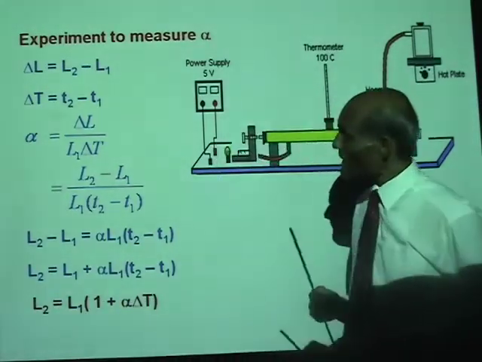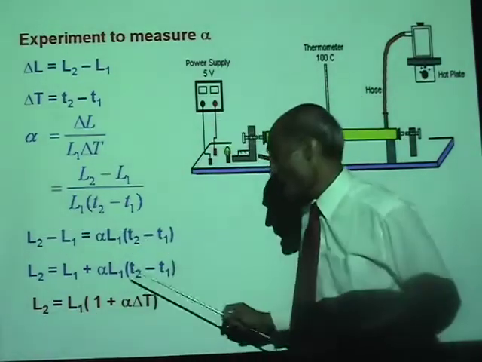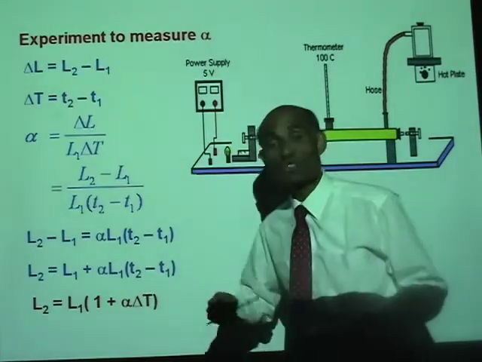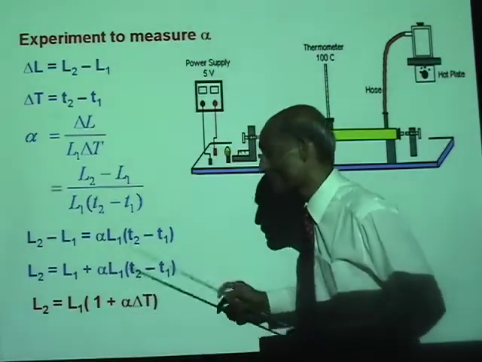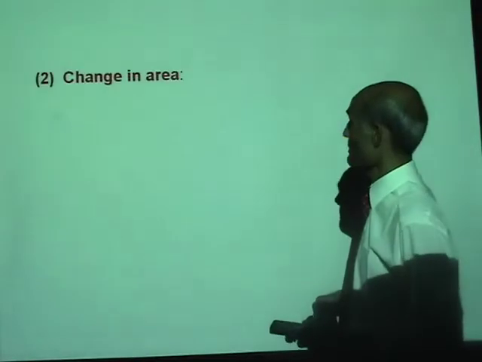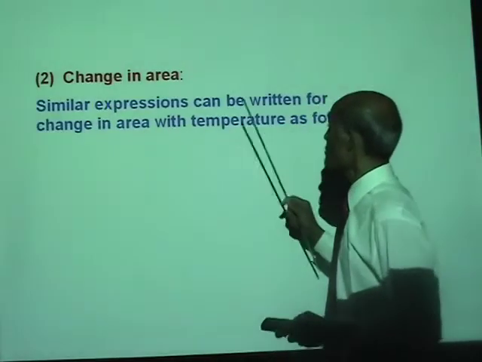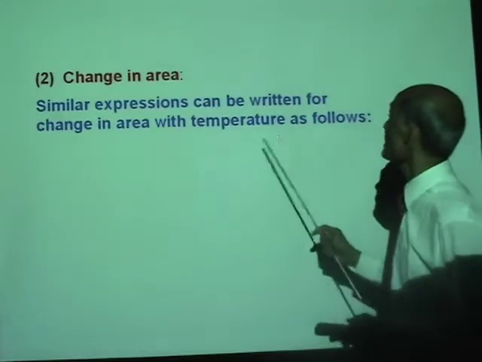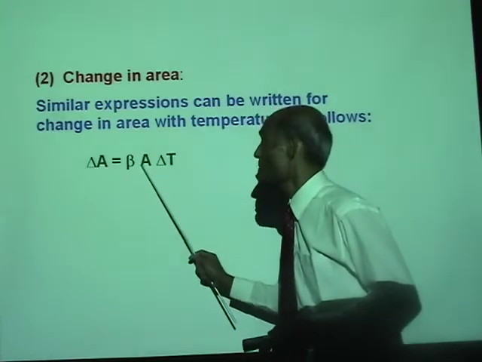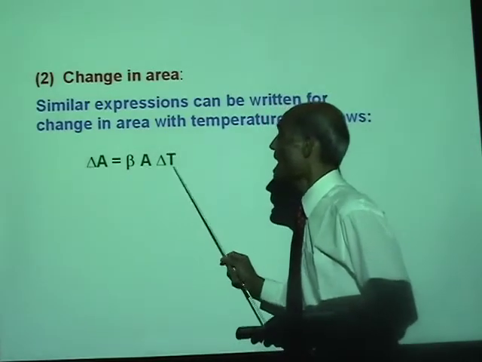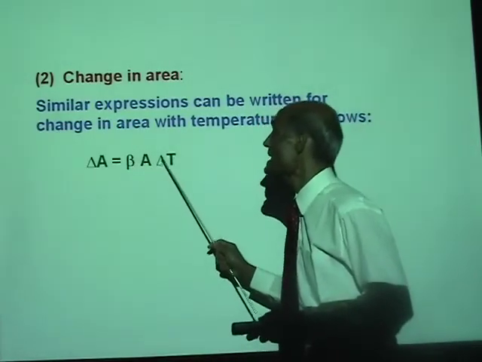Now, once that equation is there, we can find the length of a rod like this at any given temperature, because delta T is the change in temperature, as long as you know its initial length and the coefficient of linear expansion. Alright, let's now talk about change in area. Similar expressions can be written for change in area with temperature as follows. Delta A, the increase in area, is proportional to the original area and the rise in temperature, and therefore delta A equals beta A delta T.